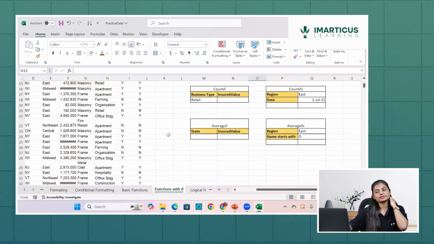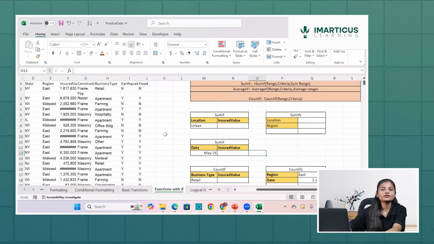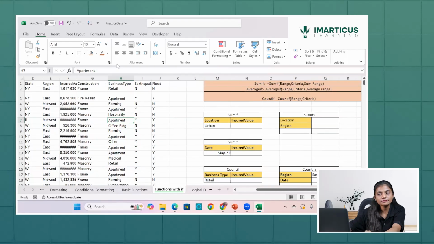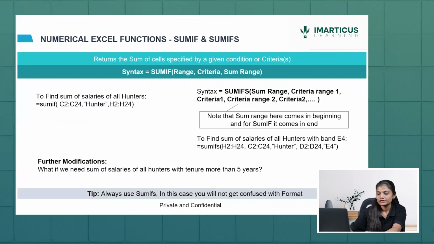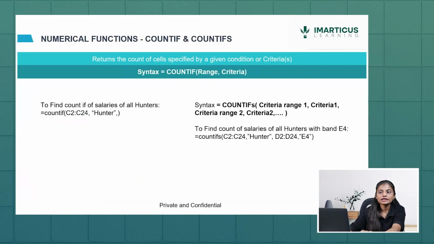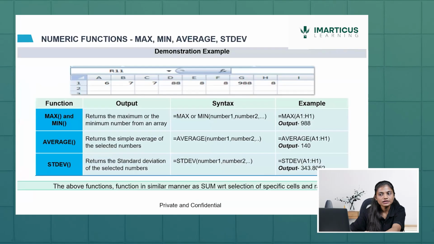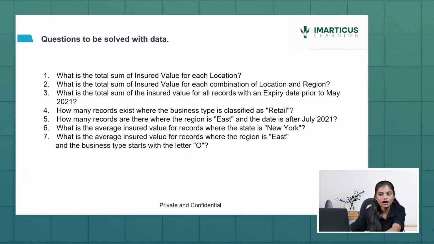Now, as said, we did have functions related to finding out the sum, but with certain criteria or conditions. As we understood, there was something called SUMIF. So similarly, there is something called AVERAGEIF as well. So if you can see, as there was SUMIF, there is something called COUNTIF and COUNTIFS. There is also minimum, maximum, average, which we do calculate, and count.